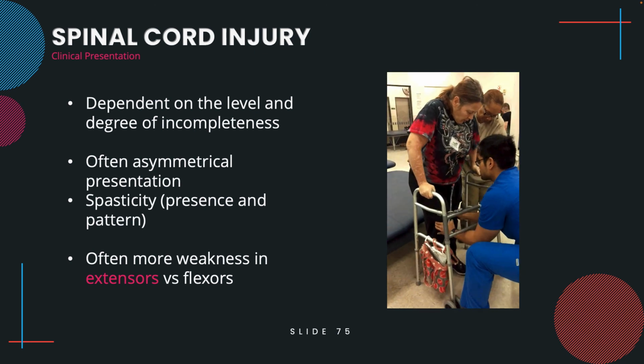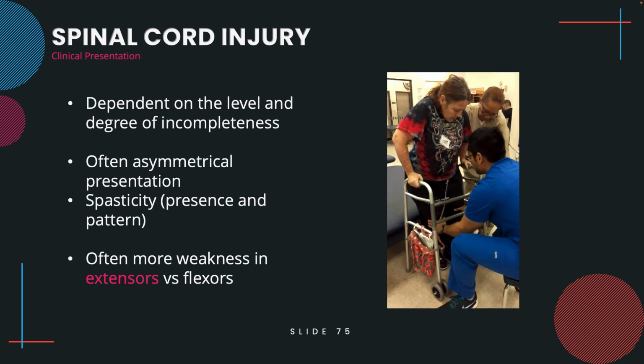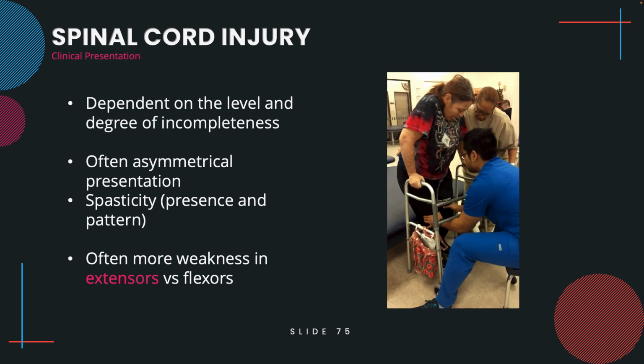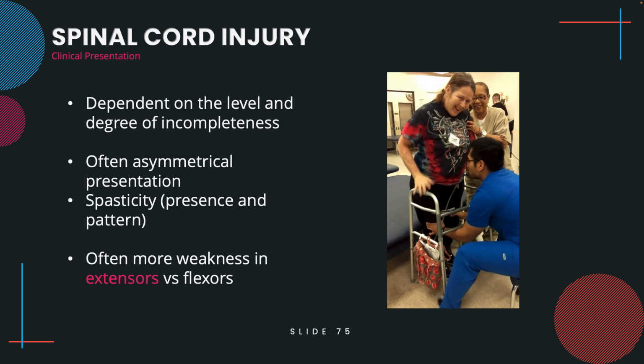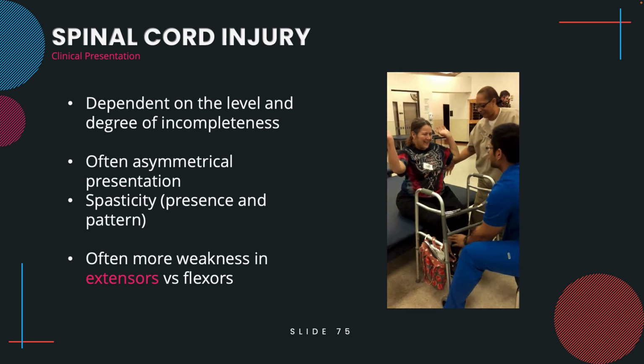Then we often see more weakness in the extensors versus the flexors. The extensors are usually innervated by lower segments in the spinal cord, and so we'll see a lot of weakness in those extensors.